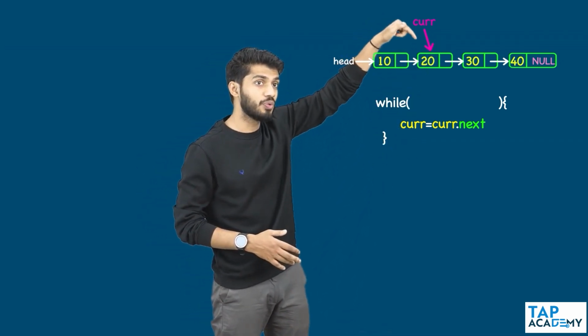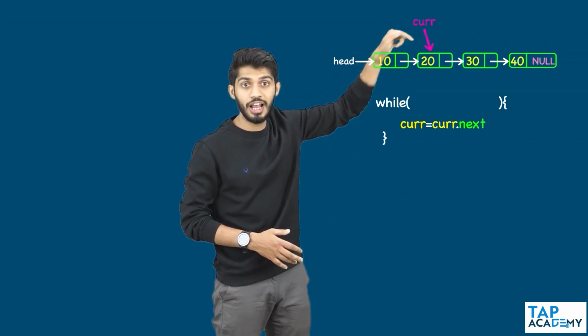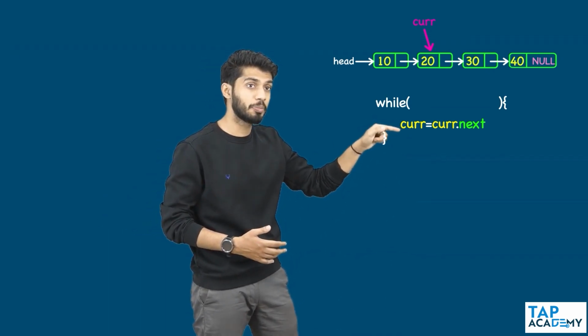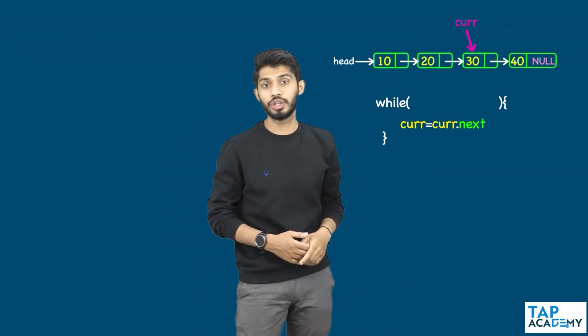So as of now, what exactly is happening is, current is pointing to this node. Is it the last node? No, it's not the last node. If it's not the last node, I need to repeat this statement. So what happens? Current is equal to current.next. In that case, the current moves from here and points to the next node.